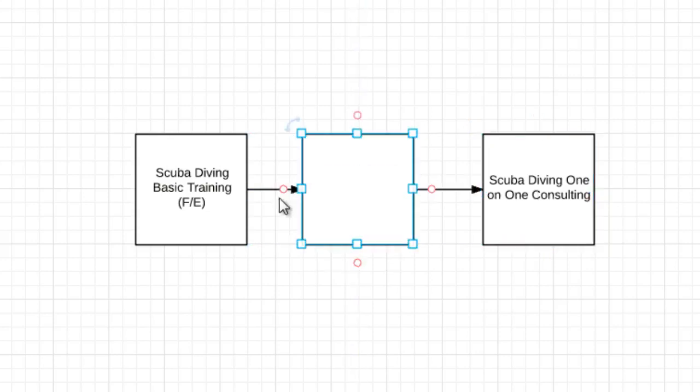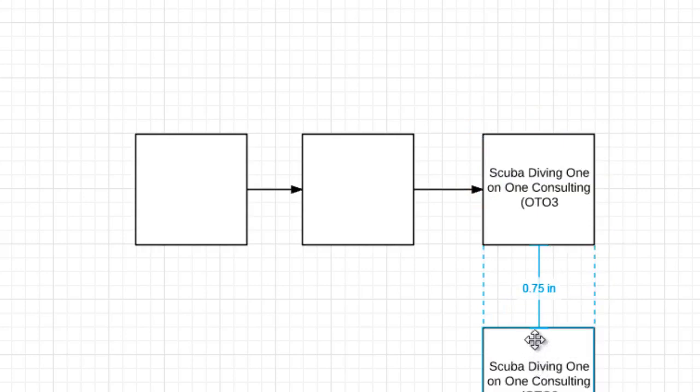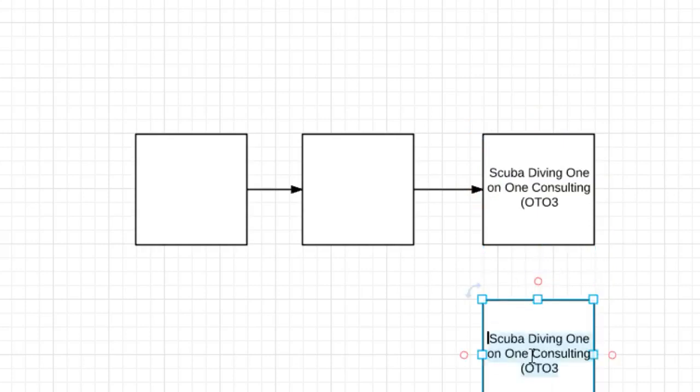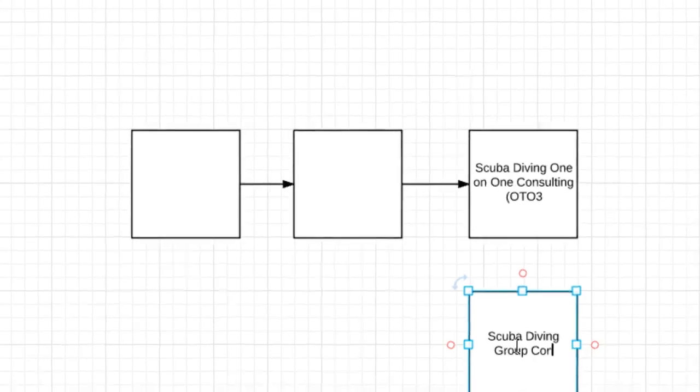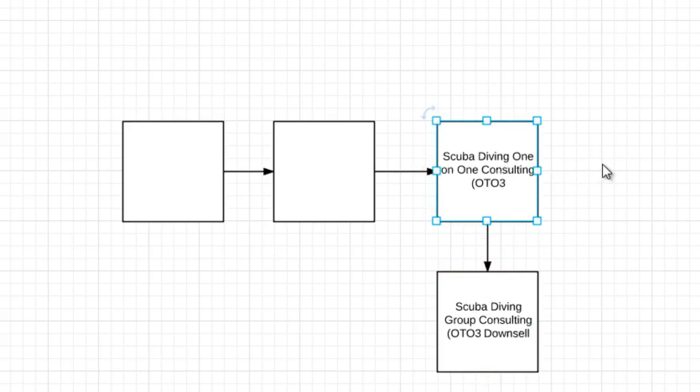And let's delete these two here, and let's say this will be OTO 3. With a service-based business, you could do that, and then you could do a downsell. So somebody could not afford that. They could have something like scuba diving group consulting. We'll call that the downsell. A downsell is basically if somebody says no to this, they are then presented with this. That's basically how it works.